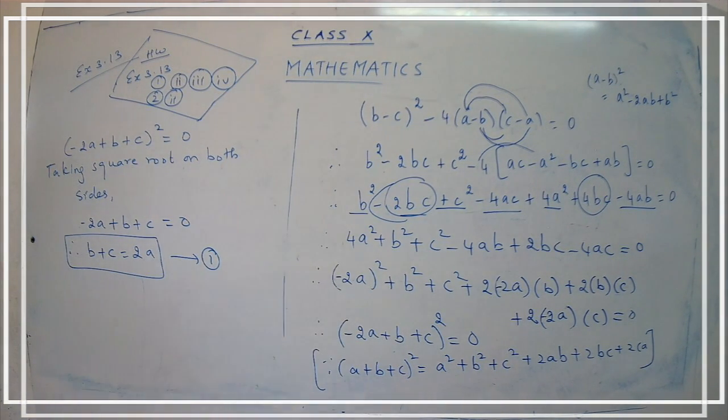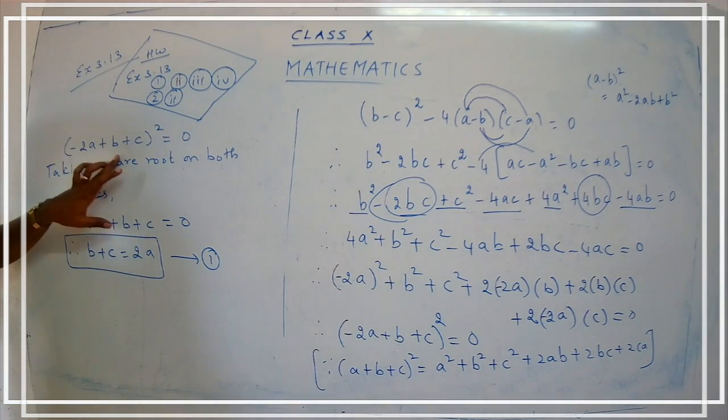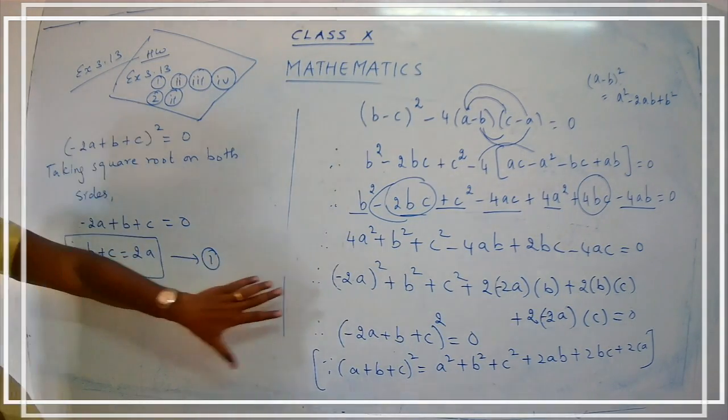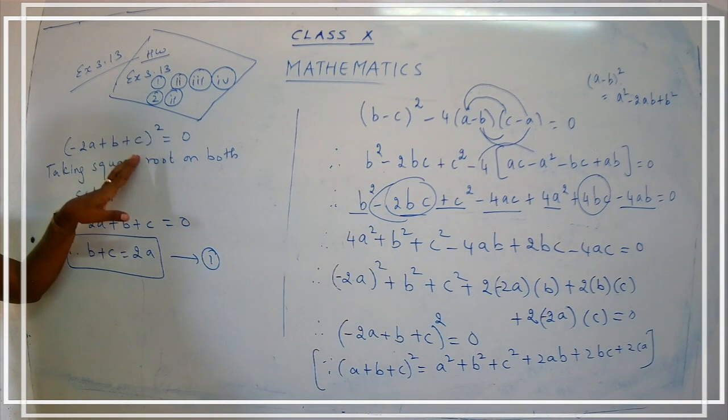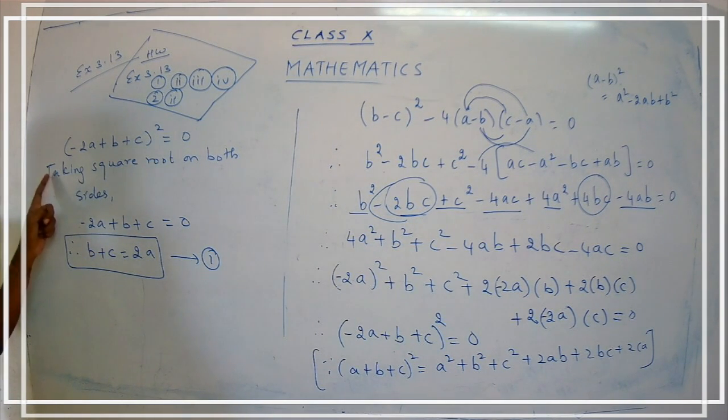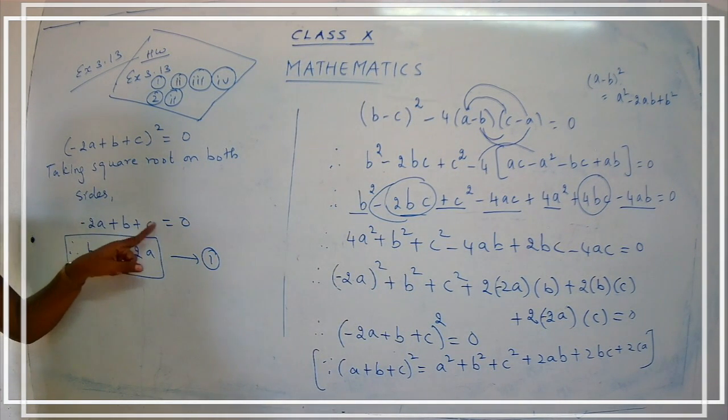Okay. I hope you have taken down and you are clear with the steps. So how do you get minus 2A plus B plus C? It's because from the expansion. This is the expansion of (minus 2A plus B plus C) the whole square. Now what are you going to do? You're going to take square root on both sides. After taking square root, what do you get? Minus 2A plus B plus C is equal to 0. So just keep this as number 1.